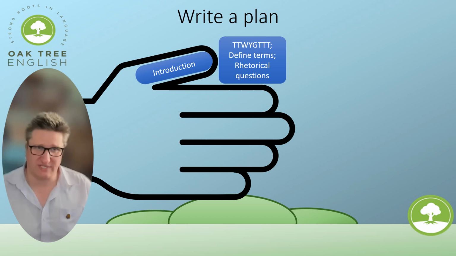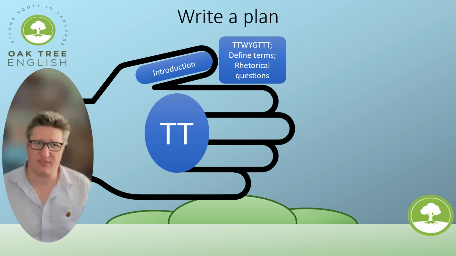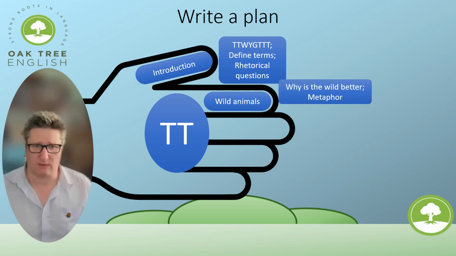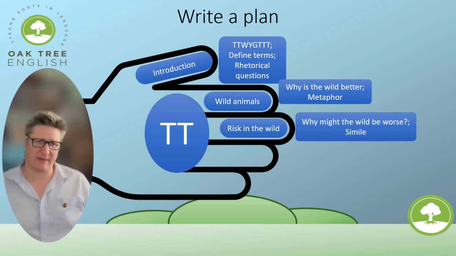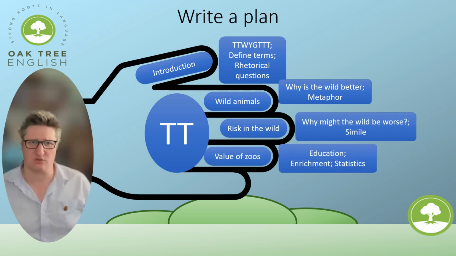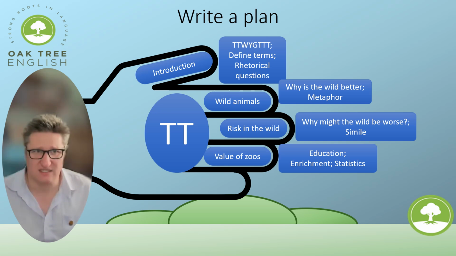The next logical step, of course, is to tell them. And this can be done in 3 main body paragraphs. For example, a paragraph on why the wild is better, which could include a metaphor. One about the risks of wild living could incorporate a simile. And a third about the educational and enriching work of zoos could use statistics to evidence your claims.